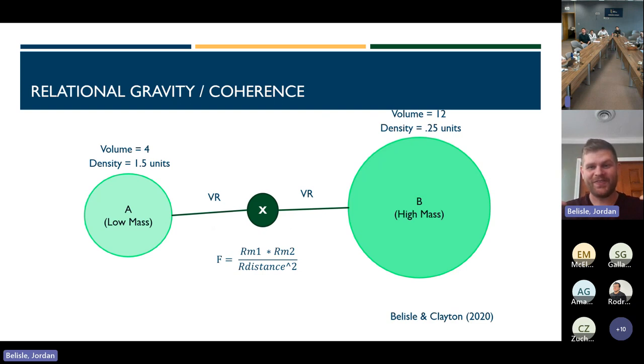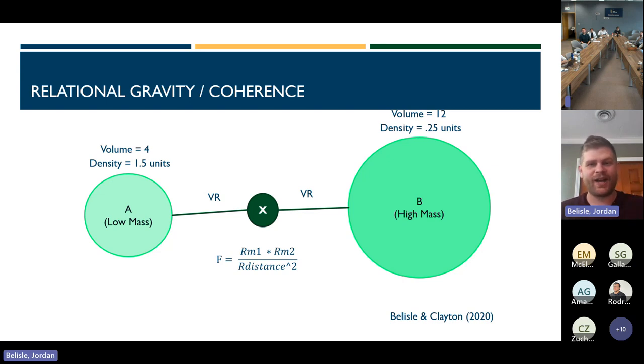Let's go even more molar. Here we have two relational networks, A and B, of differing volume and density. B is higher mass than A. It has more class members, and the average space between stimuli and the network is less. Now let's add a third network X that could be ambiguously related to either network. It could go to A, it could go to B. And we might arrange an external VR contingency where reinforcement is equally available for responding to X in terms of either A or B. So how do we respond to X?